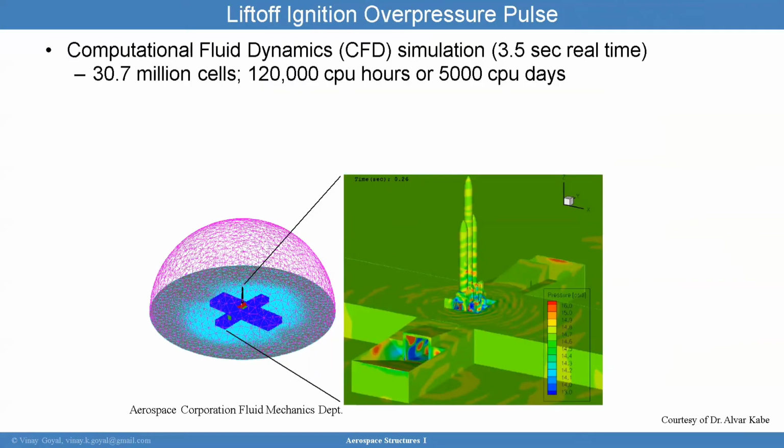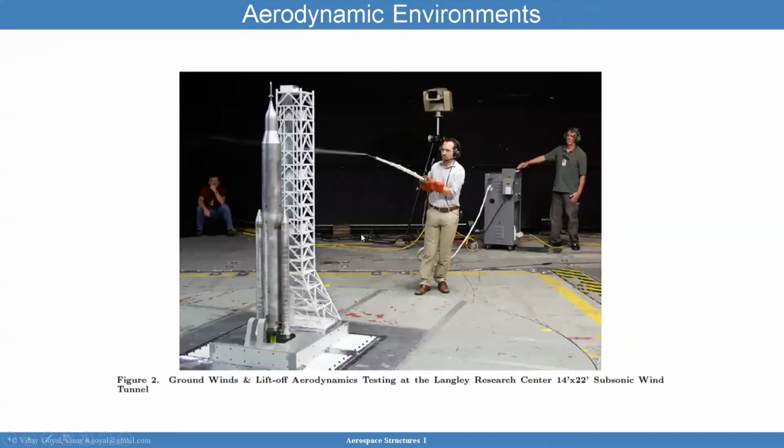There's also the issue of liftoff ignition overpressure pulse, and that could be a significant amount of load that's imparted on various parts of the vehicle. A computational fluid dynamics model can be quite expensive. 3.5 seconds of real time can mean a lot of computational time of analysis, even using 30.7 million cells, 120,000 CPU hours, or even 5,000 CPU days. It's a very, very expensive model, even for short duration, because modeling the liftoff ignition overpressure pulse is not very simple.